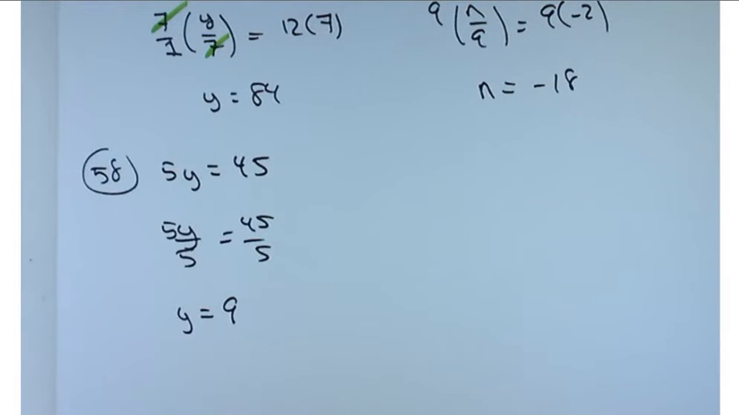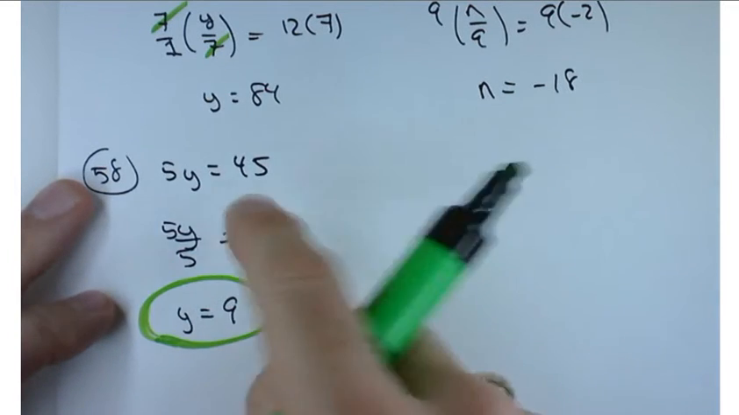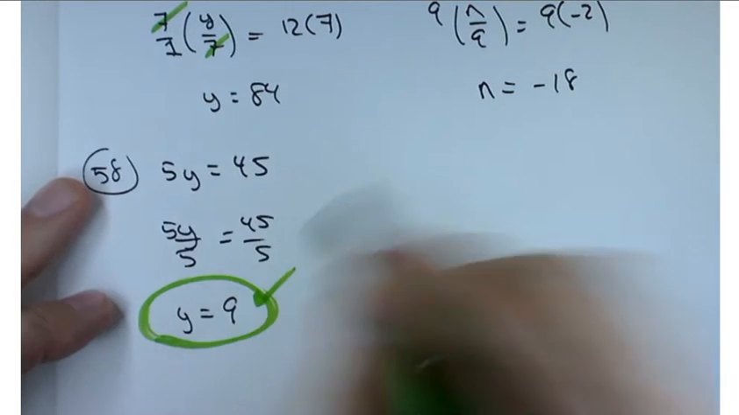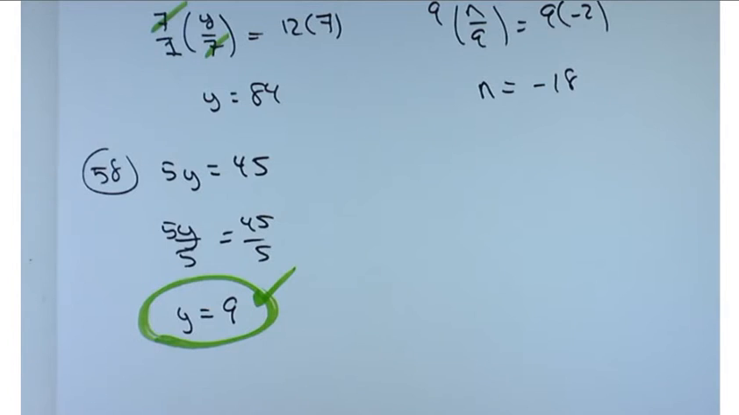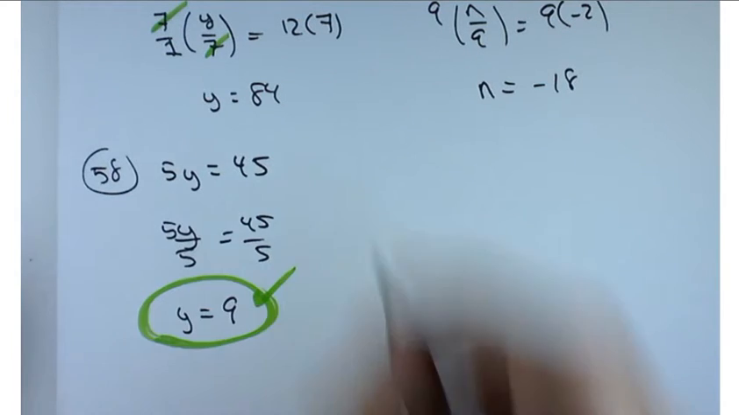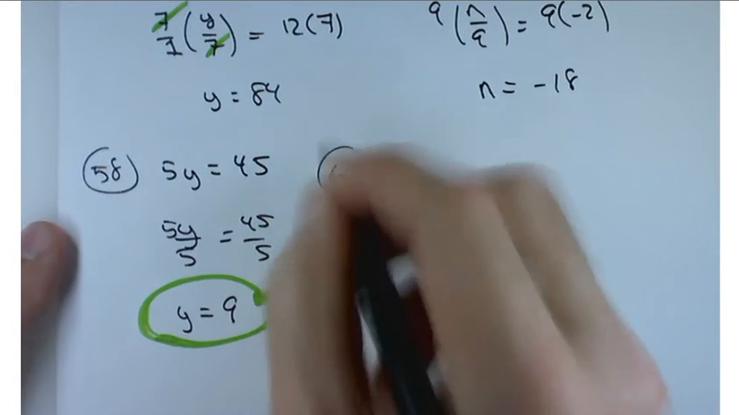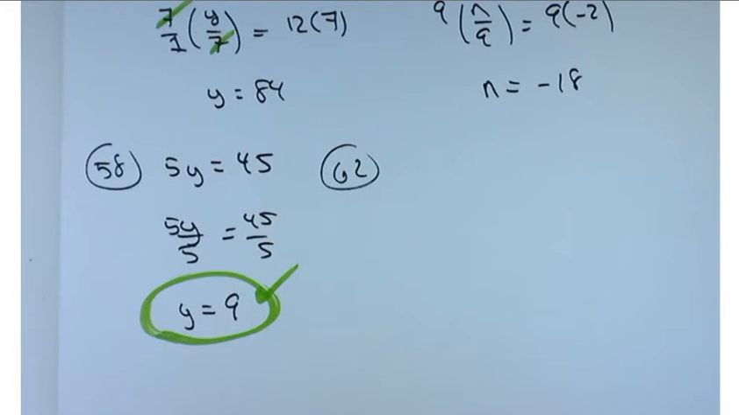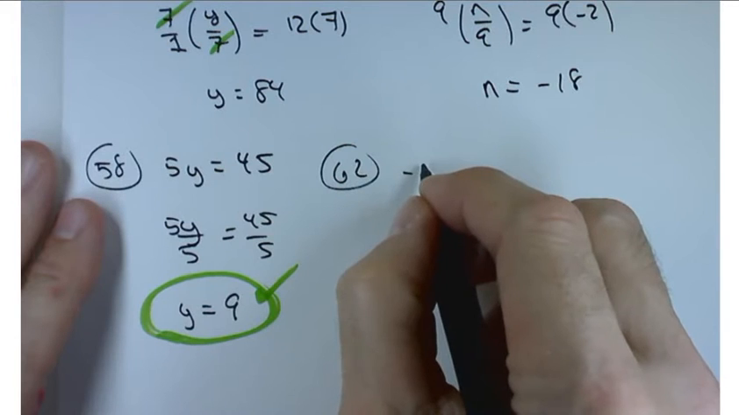LaShawn, how could I check my answer if I wanted to? Good. Plug it in: 5 times 9. 5 times 9 is 45, so it checks. You can check all your answers for all these equations. Always. That's a cool thing you can do. I don't know of any other class you can do that in, to always be able to check your answers like that. Let me give you a couple to try.